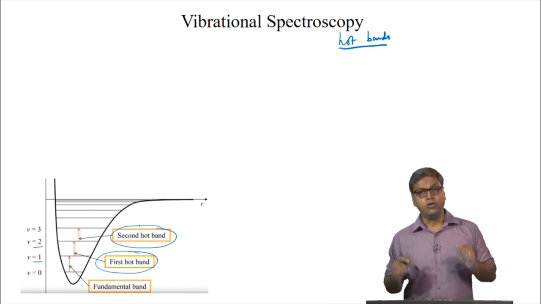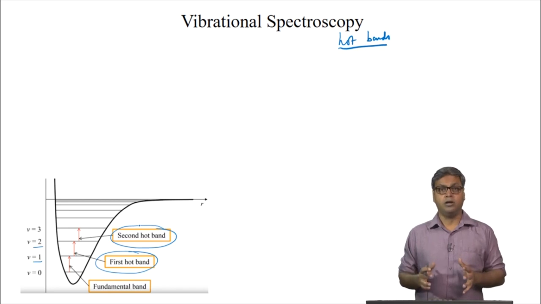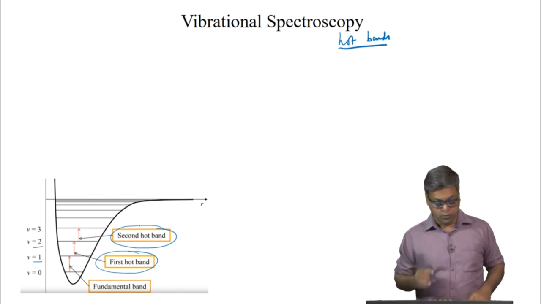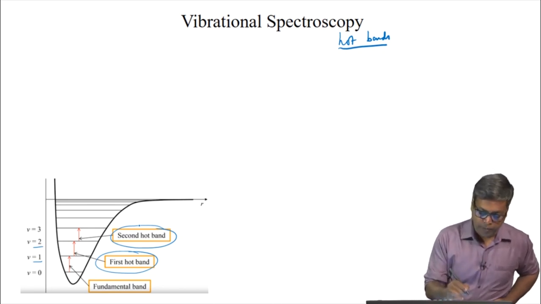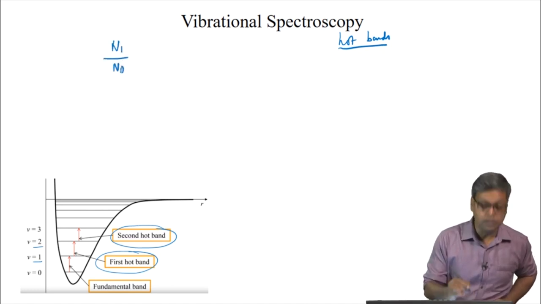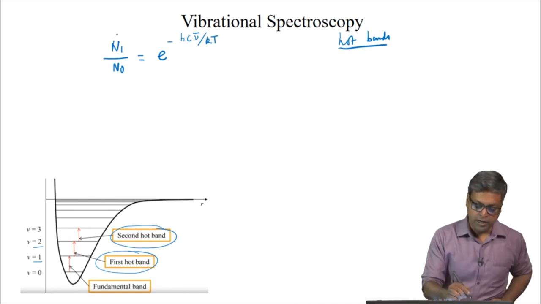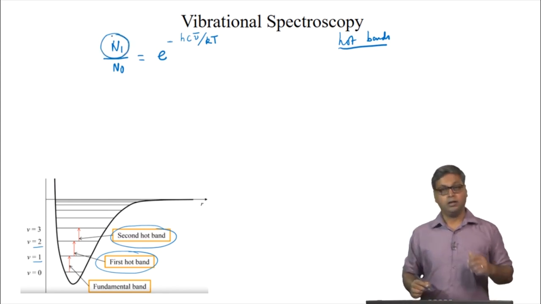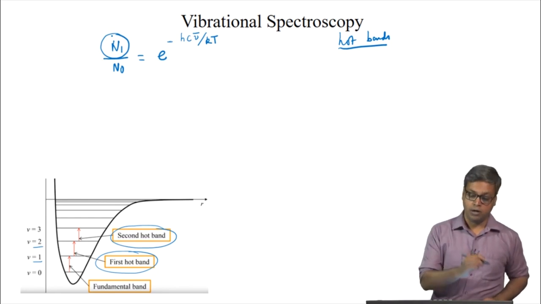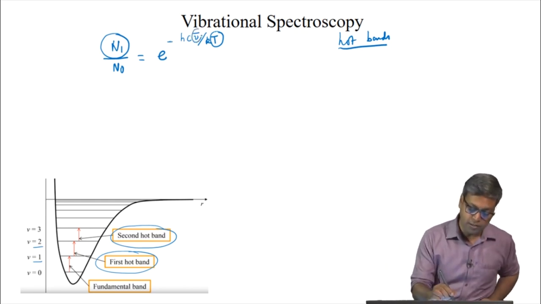So, hot bands can also be seen for a much heavier molecule, where the frequency is much smaller, like a heavier diatomic molecule. This is because when we talk about the Maxwell-Boltzmann distribution, let us say we have n1 by n0, we can write this as exponential, e to the power minus h c nu bar by k T. So, we can increase the population in the V equals 1 state, or we can increase the n1 either by increasing the temperature or by decreasing the nu bar.